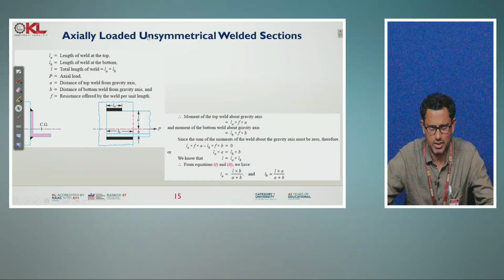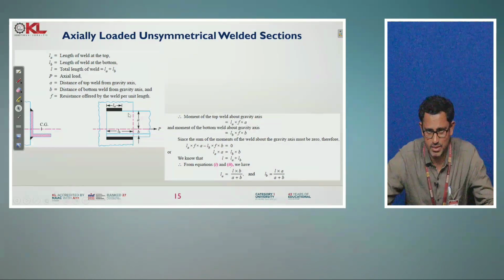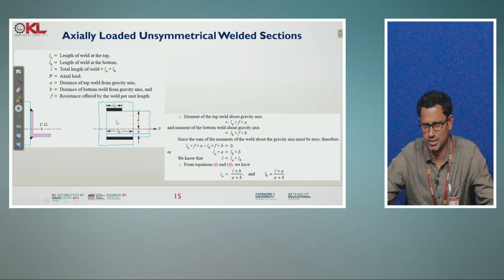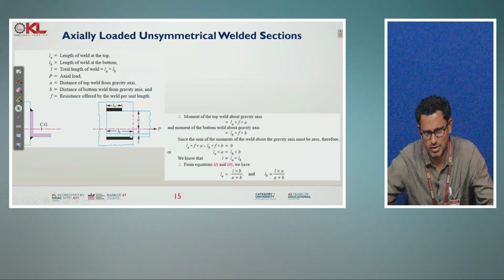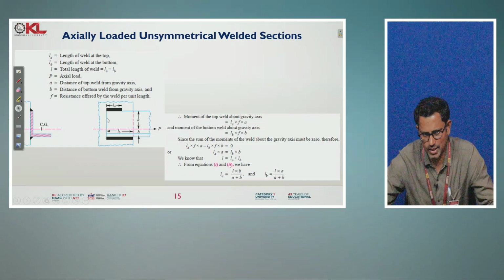So these are the axially loaded unsymmetric welded sections. Till now we have seen the length of the welds being equal on both sides of the neutral axis or gravity axis. But here there is one more category where the length of the welds is not the same. So in those cases, how to calculate the length? LA is given by L, where L is the total length. That means LA plus LB will give you L.